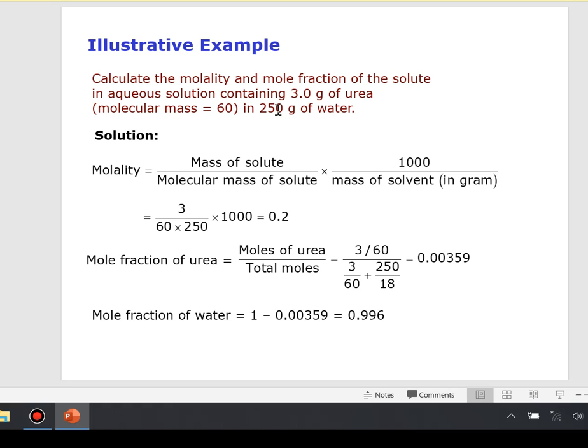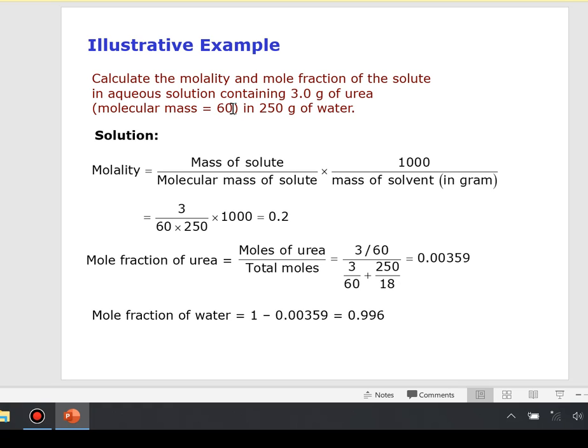And according to the definition of molality, the number of gram moles of solute should be dissolved in 1 kg of the solvent. So first of all you will convert this into kg. 250 gram should be converted into kg. And number of moles means mass of solute upon molecular mass of the solute. Clear? Mass of the solute, it means 3 gram of the urea. Urea is the solute, upon molecular mass of the urea, that is 60.